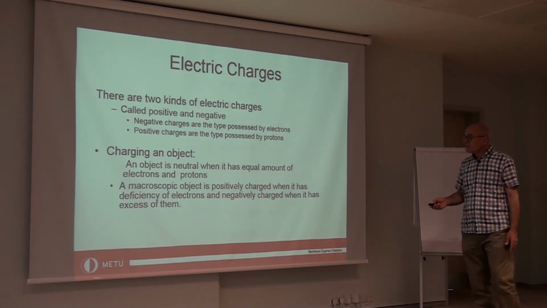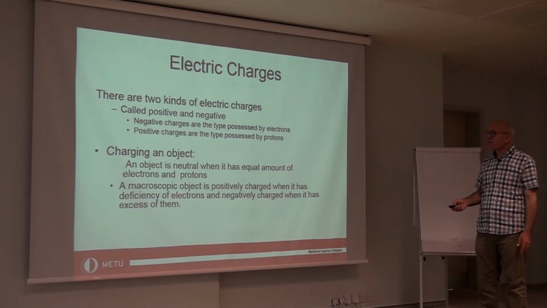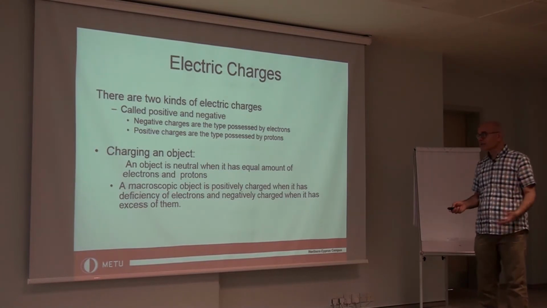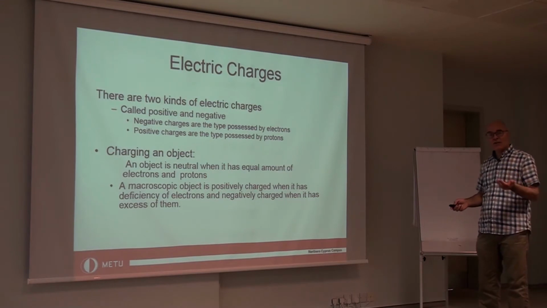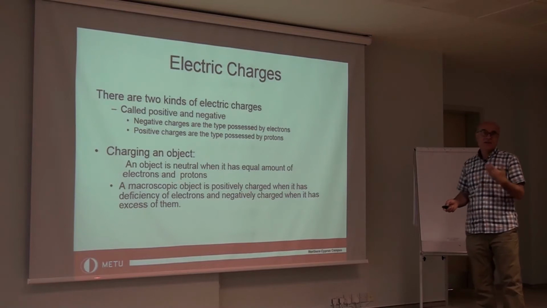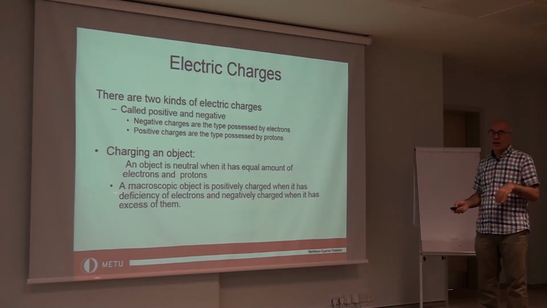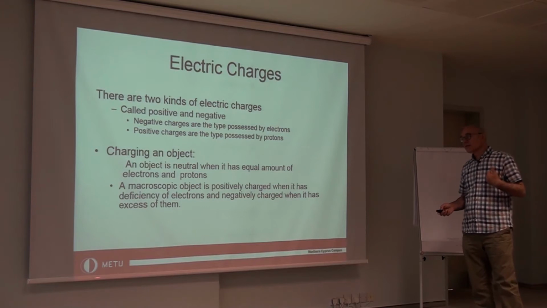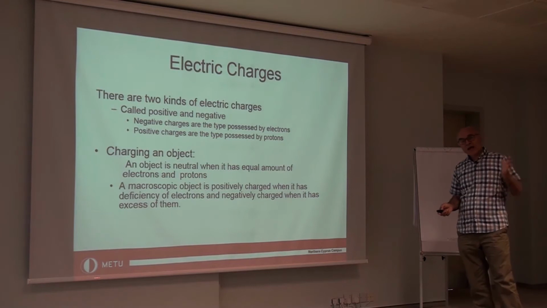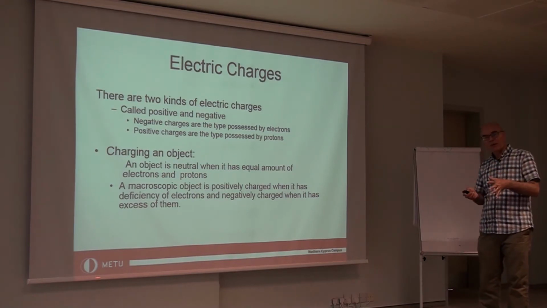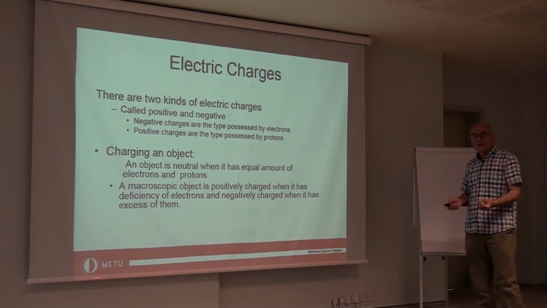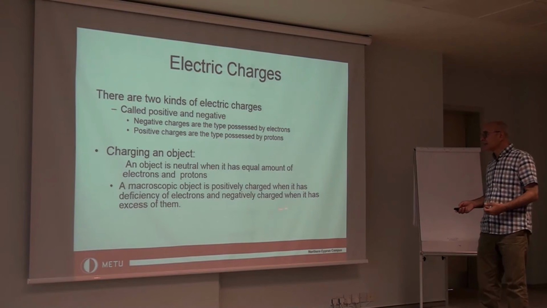Well, if it has a deficiency of electrons, that is, if you take electrons from that object, then in this case you will have an excess of protons, a positive charge. So we say that object in this case is positively charged. Now, if it is the other way around, if it has an excess of electrons, that is, if somehow you add electrons so that the electrons become more than the positive charge, which is the protons in this case, then this object will be negatively charged.